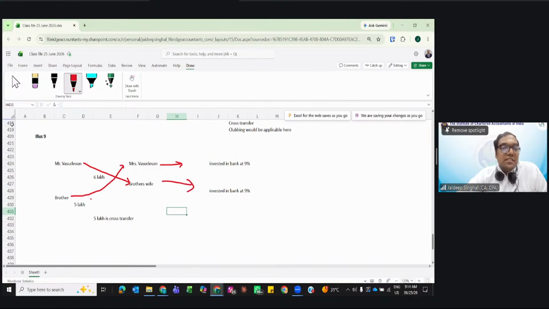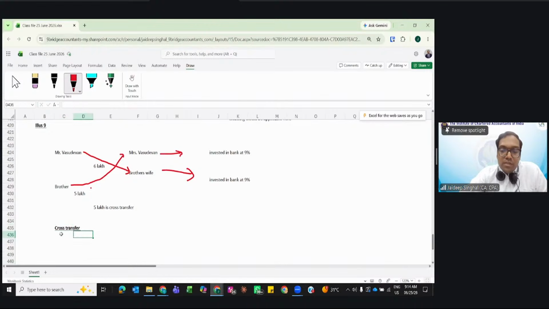So they say it is not allowed. We will treat it as a cross transfer. Now, even in this cross transfer, Mrs. Vasudevan's income will be clubbed in the hands of Mr. Vasudevan. You cannot escape like this. And brother's wife's income will be clubbed in the hands of brother.